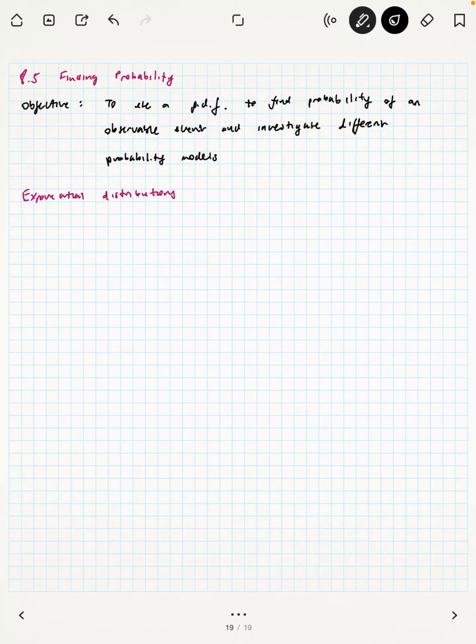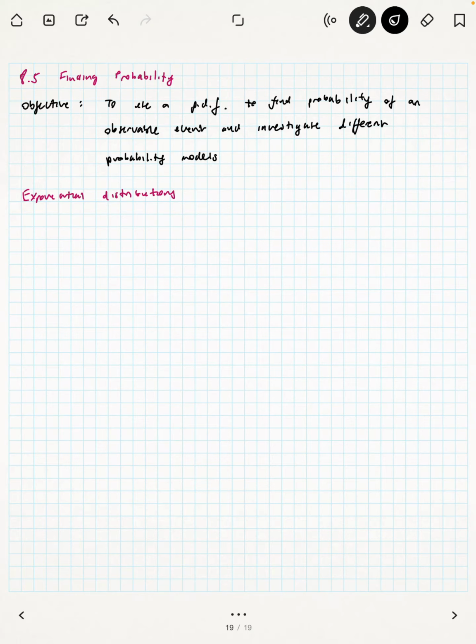Okay, we're continuing our exploration of section 8.5. This time we're going to use a PDF that's given to us to find the probability of an observable event and investigate different probability models. This is motivated by my personal expertise in mathematical statistics, but also by seeing some applications that come up in your different fields of study that have to do with probability.